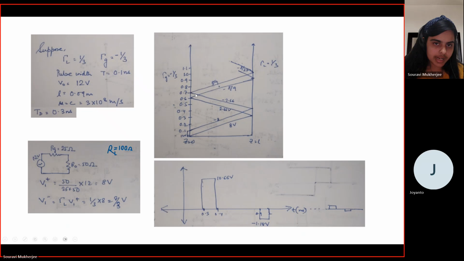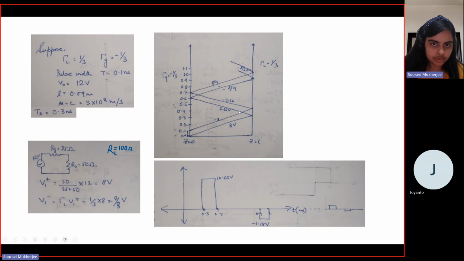So at 0.7 second, that will reach your source. Again, there'll be another reflection from the source, right? Because this is also not matching. Remember that at the source, the reflection coefficient is minus 1/3.